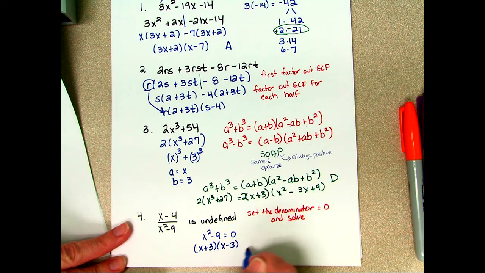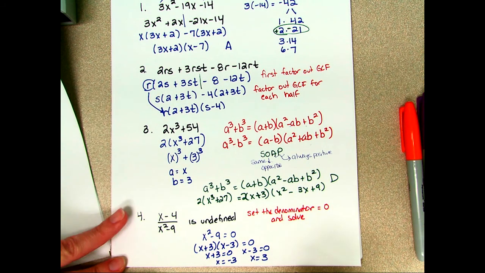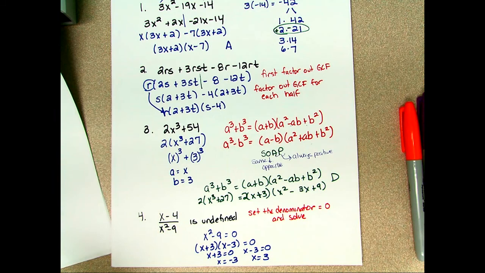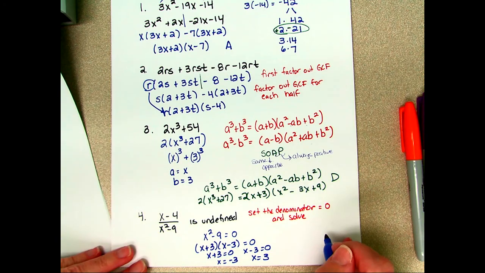X plus 3, x minus 3 equals 0. Set each factor equal to 0. So x equals negative 3, x equals positive 3. So if x were equal to negative 3, or x were equal to positive 3, the denominator would be equal to 0, which would make the expression undefined. The answer for number 4 is B.